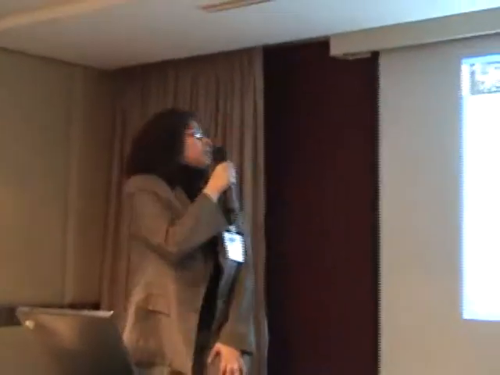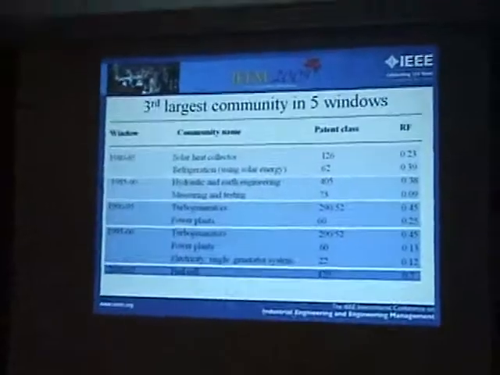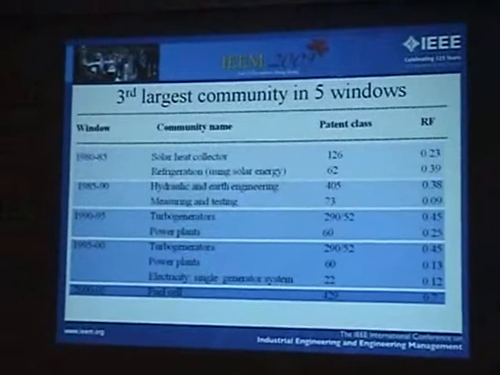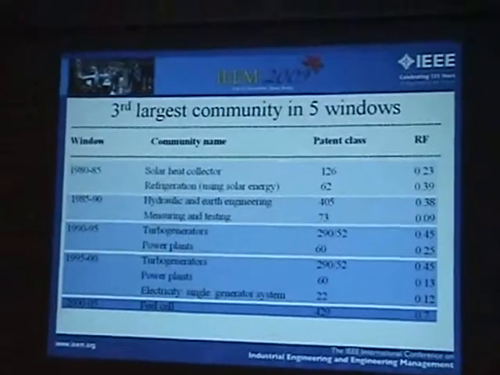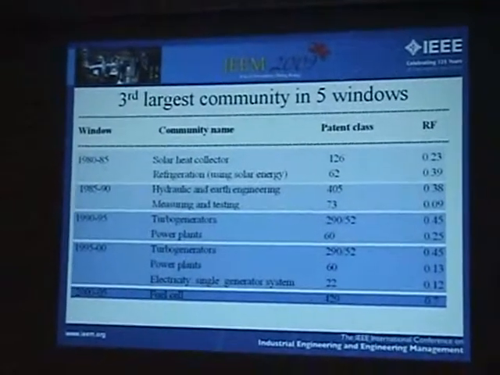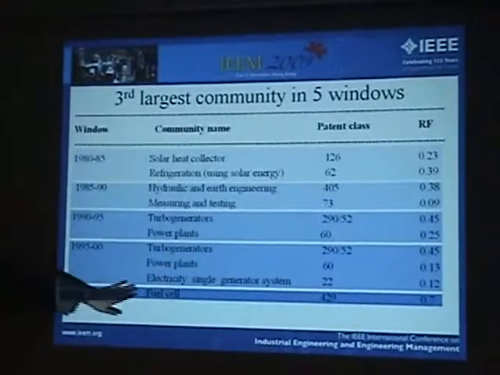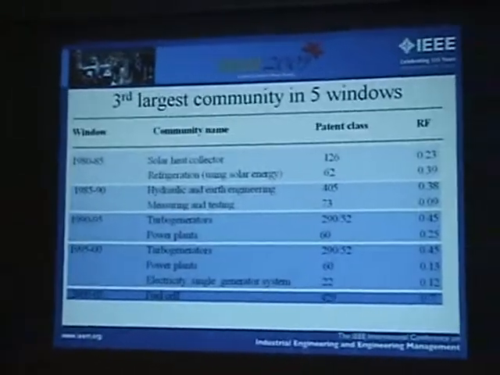The third largest community is composed of a combination of solar heat collector, maybe solar cookers or something, refrigeration, turbo generator, and interesting, fuel cell coming up. So that's a new thing that's kicking up.